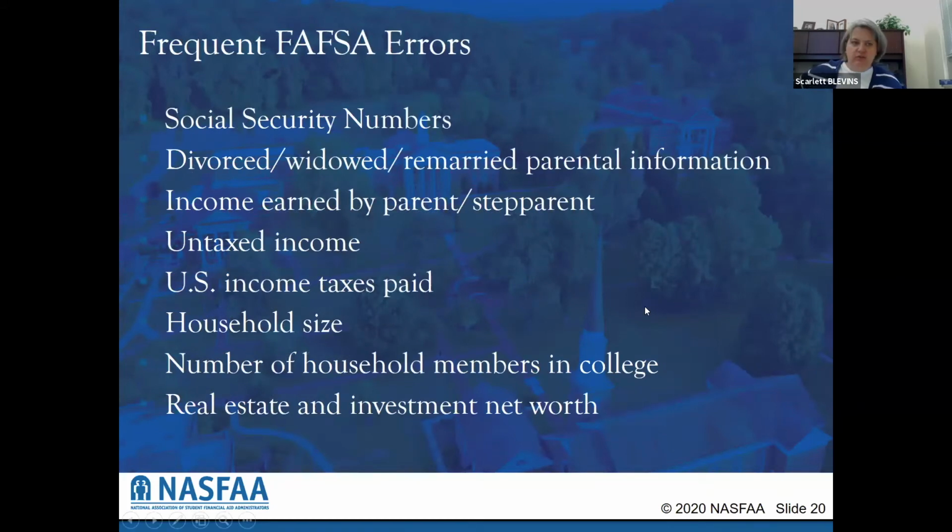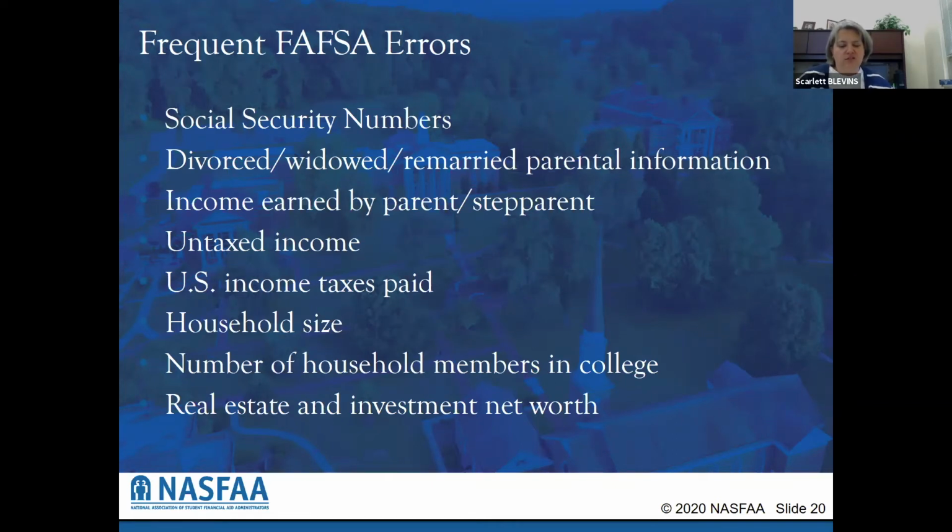Some of the frequent FAFSA errors, one of the big ones, of course, is students inputting their social security number wrong. That'll reject, because again, it goes to the Social Security Administration to match up name, date of birth, and social security number. So if that's a mismatch, it won't send us a valid FAFSA.